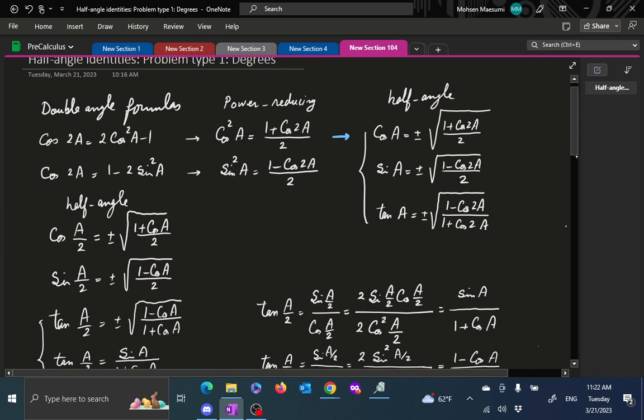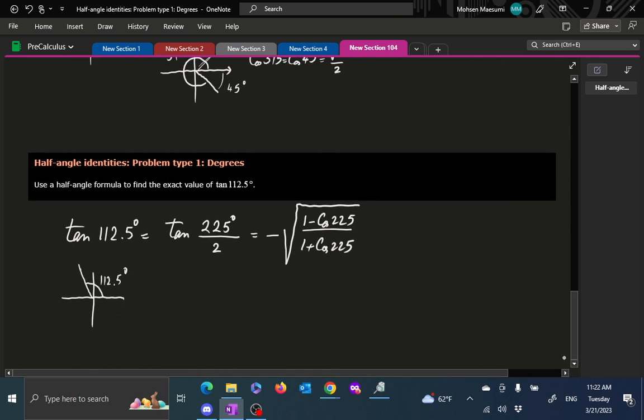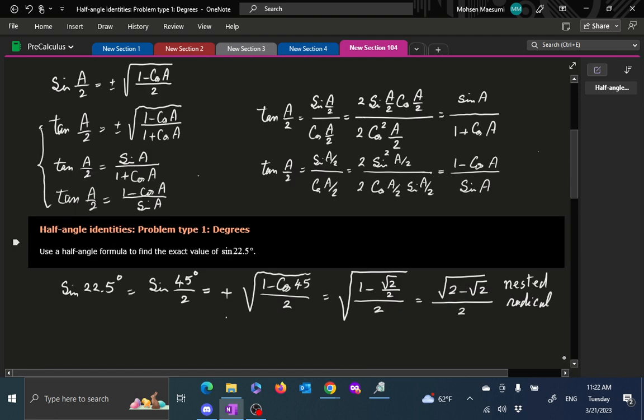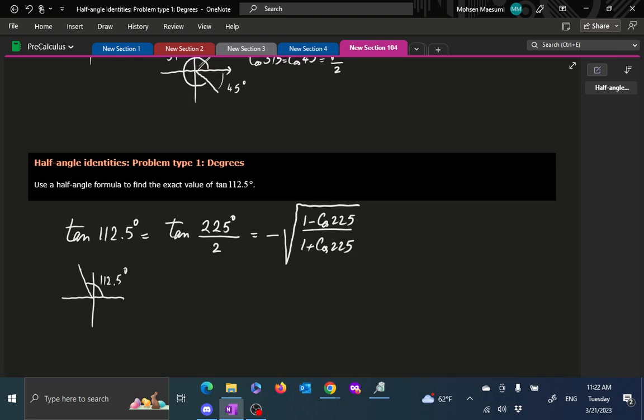So here we are making the decision based on that angle, not the 225. Somehow this screen is very sensitive. Okay, so based on 112.5, we know the tangent in the second quadrant is negative, so that is the start of the story. So I have minus radical of 1 minus cosine of 225. Where is 225 itself? 225 is like this.